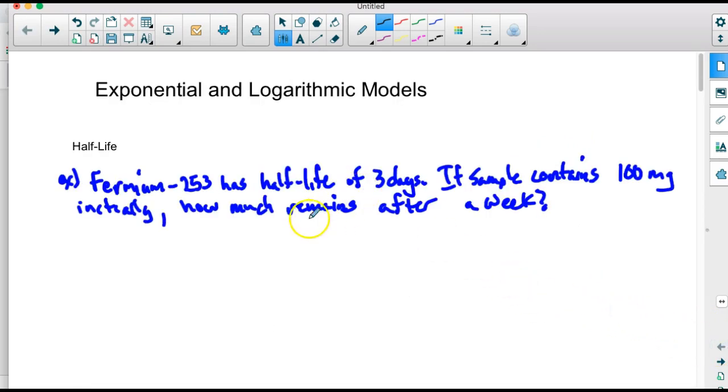All right, so here is the section that we're going to cover. It's going to be dealing with half-life for the first example. It says we have this element that has a half-life of 3 days. The sample contains 100 milligrams initially. How much remains after a week?